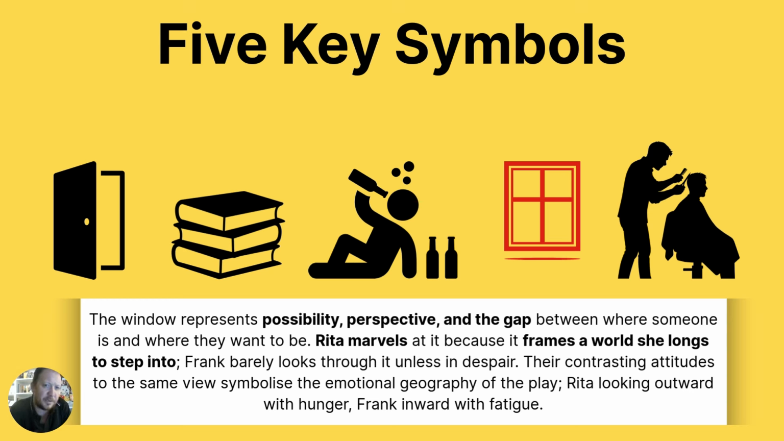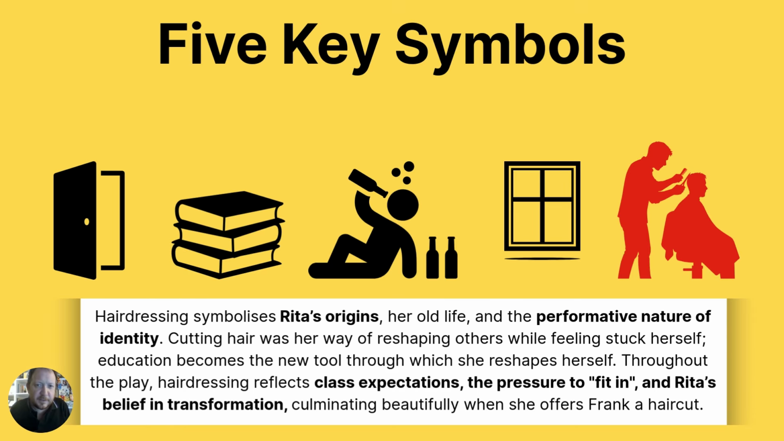Frank barely looks into it unless in despair. Their contrasting attitudes to the same view symbolise the emotional geography of the play. Rita looking outward with hunger, Frank looking inward with fatigue. Frank doesn't look out. People are probably looking at him going, oh my God, look at that weird old professor in his office. Right. Anyway, nearly there.